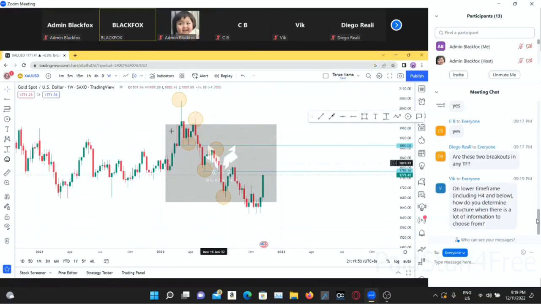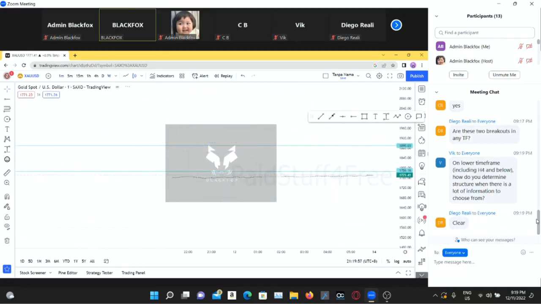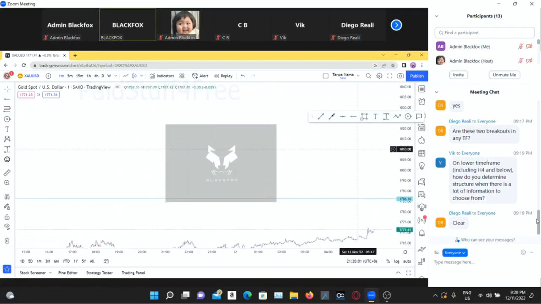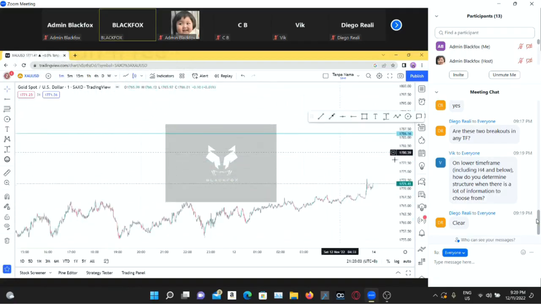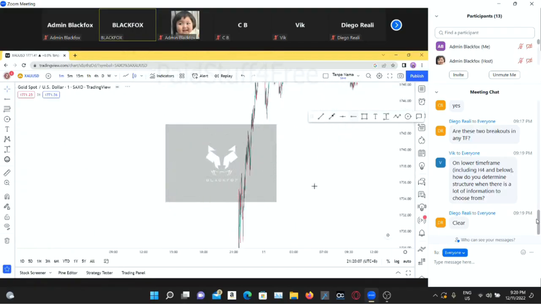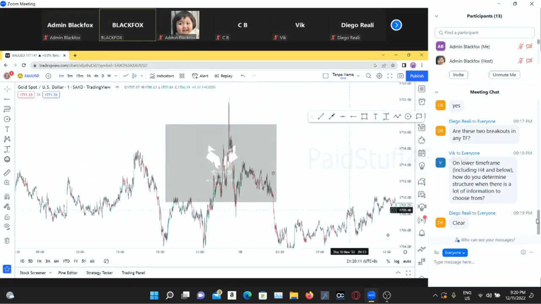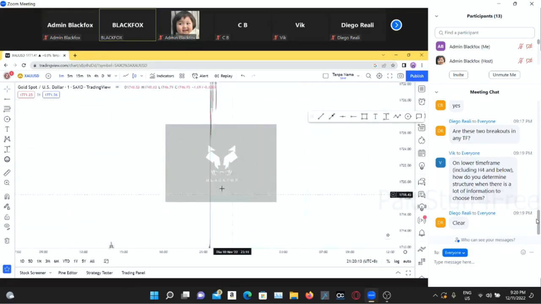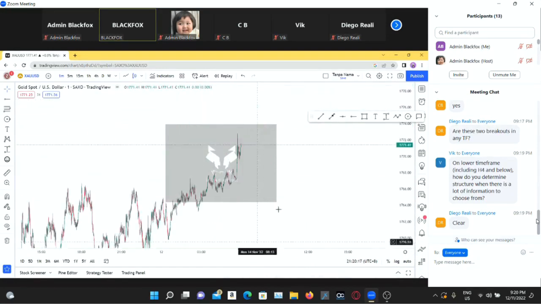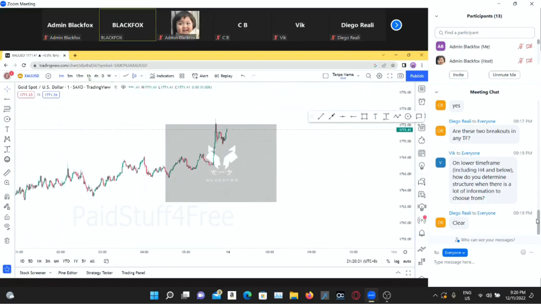So market structure you can apply from M1. M1 also has structure, right? M1 also has structure. Uptrend, downtrend, still same. Just use first breakout and second breakout. First breakout signal, second breakout confirmation. That's it.